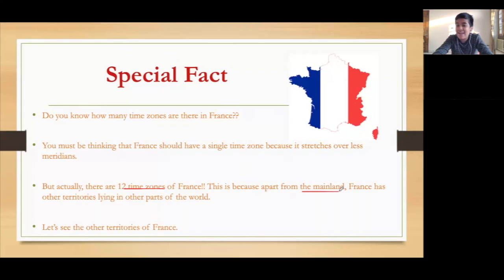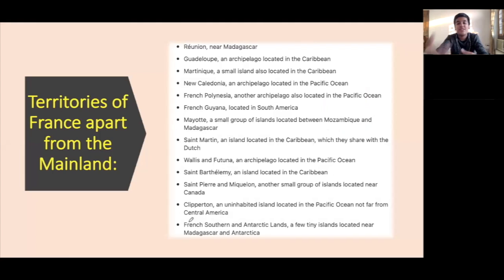Because apart from the mainland, France has other territories lying in other parts of the world. These are all those territories which have different times. You can see the list: Madagascar, Réunion, then New Caledonia, Saint Martin in the Caribbean, and Clipperton. All these islands are apart from the mainland of France. That's why France has 12 time zones. People will guess it will be 1. For the mainland, it is 1, but when we include these other territories, there are 12 time zones.